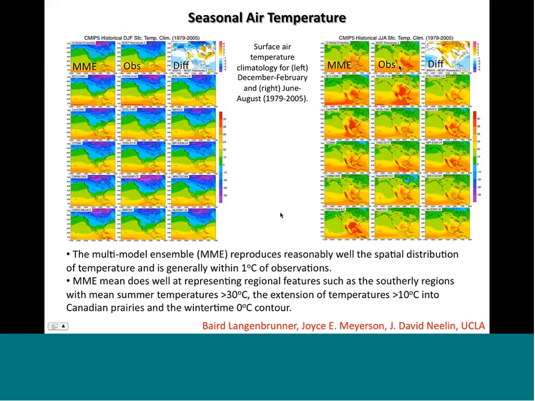If you look at the summertime, you see some differences, but the models generally do well, especially as an ensemble, of getting this extension of warmer temperatures in the summertime over 30 degrees. They get there in the ensemble. And then it's also this extension into the Canadian prairies of temperatures greater than 10 degrees. In the wintertime, the 0 degree contour is fairly well picked up by the multi-model ensemble versus the observations. So generally okay for seasonal air temperature.